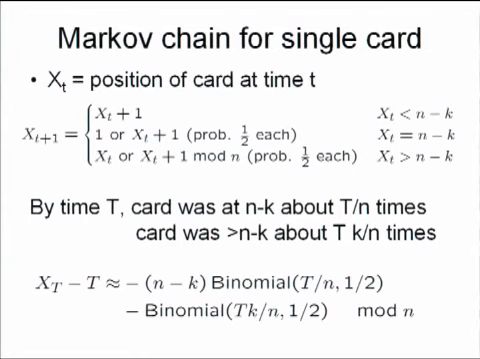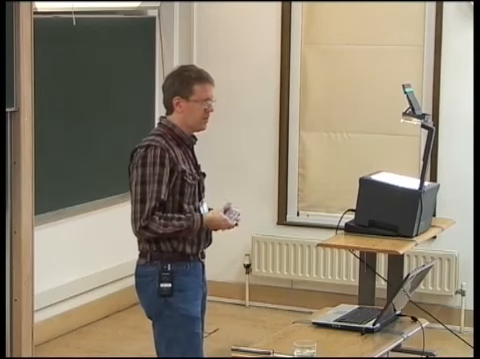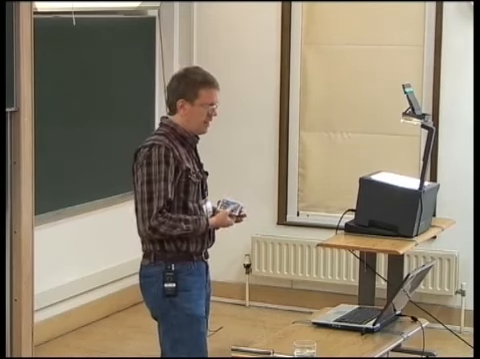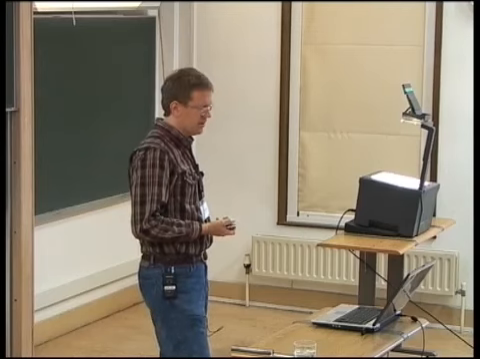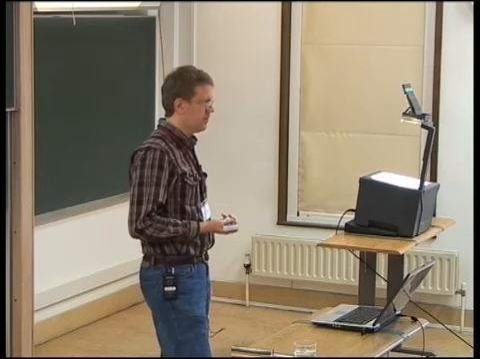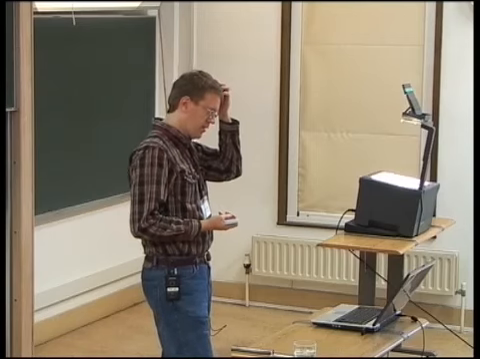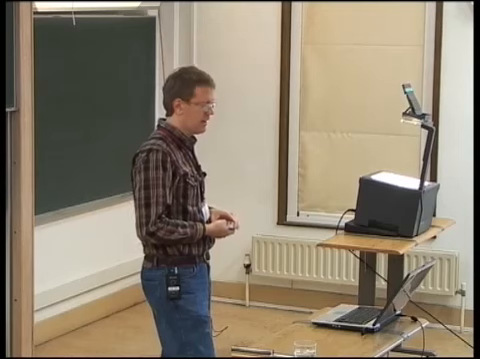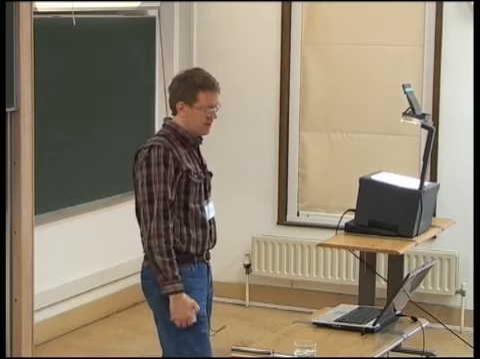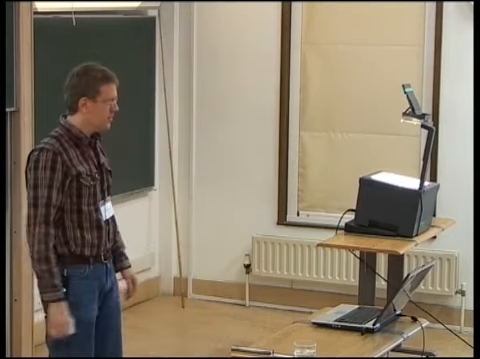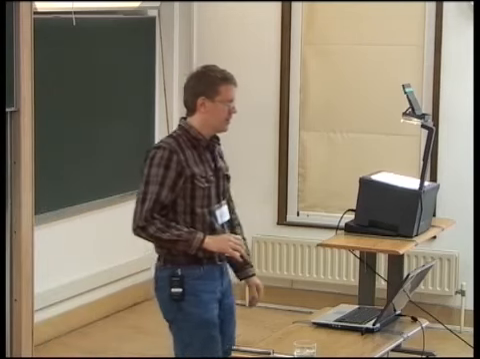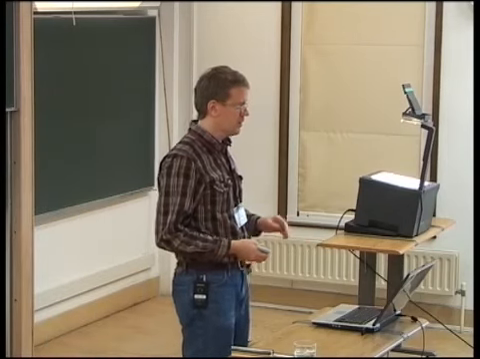So if you run this Markov chain for a long time, the position is going to be approximately uniform. And so the number of times that you're at position n minus k is going to be more or less about t over n. And the number of times that you're greater than position n minus k is going to be about t times k over n.